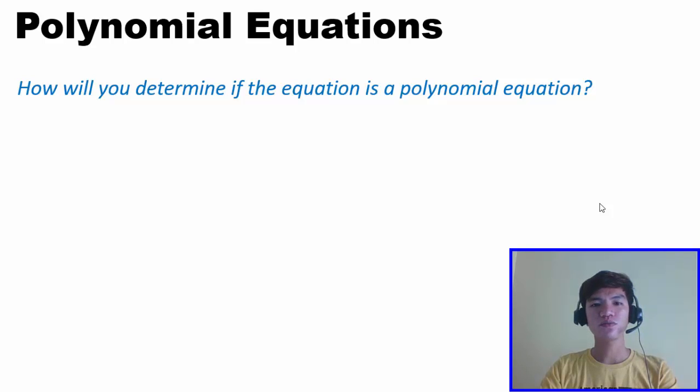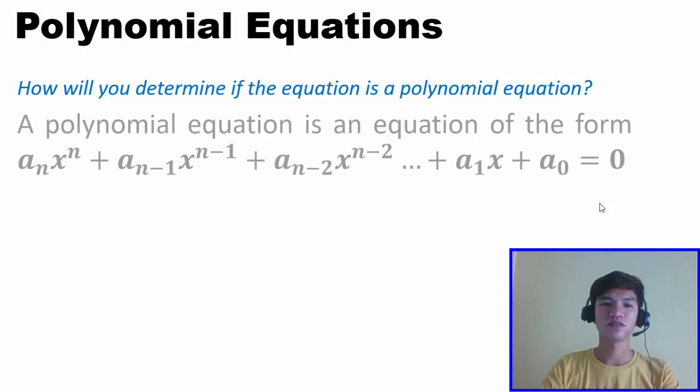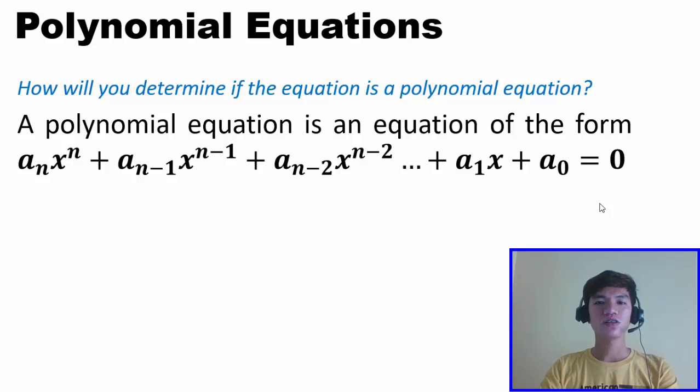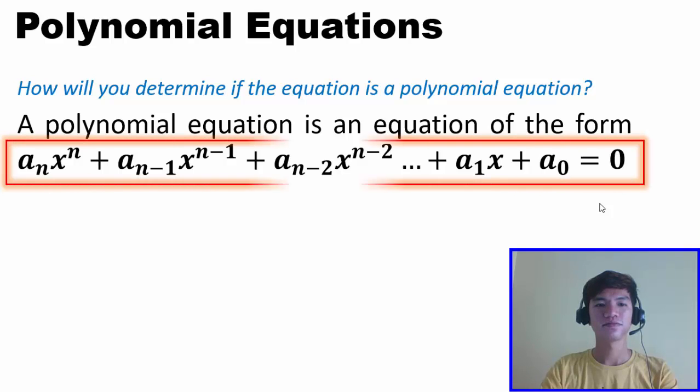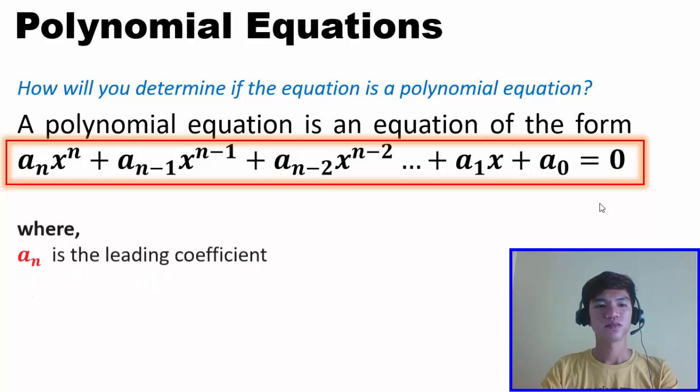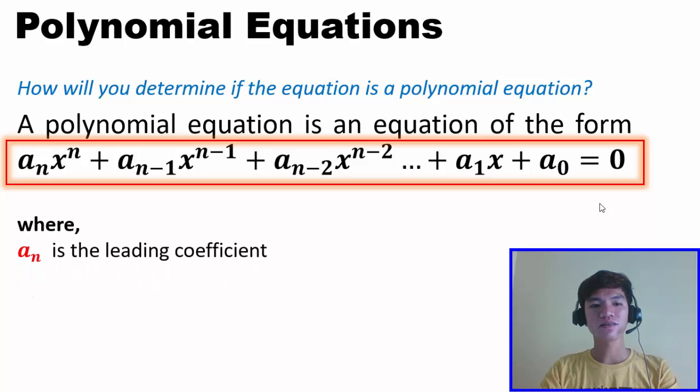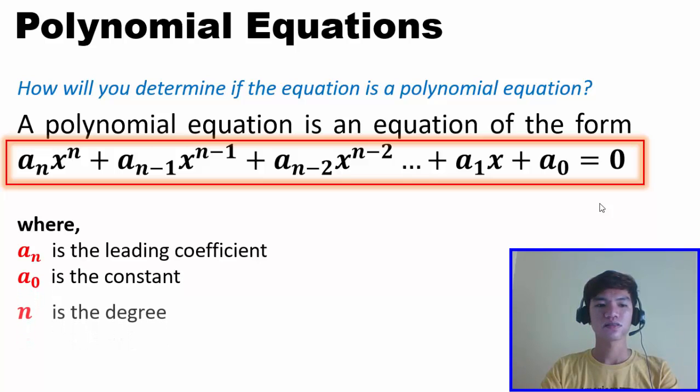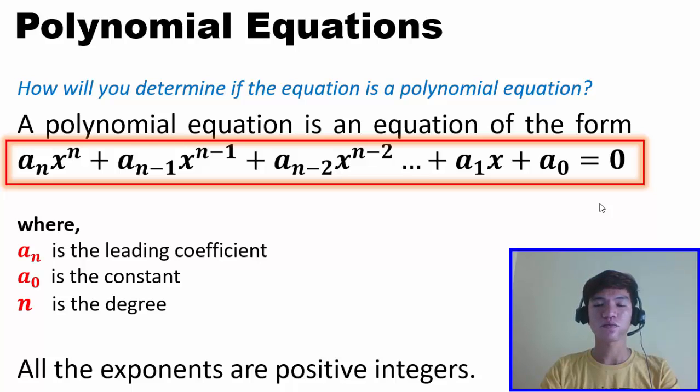How will you determine if the equation is a polynomial equation? A polynomial equation is an equation of the form, where a sub n is the leading coefficient, a sub 0 is the constant, n is the degree of the polynomial, and a sub n times x raised to n is the leading term. And all the exponents are positive integers.